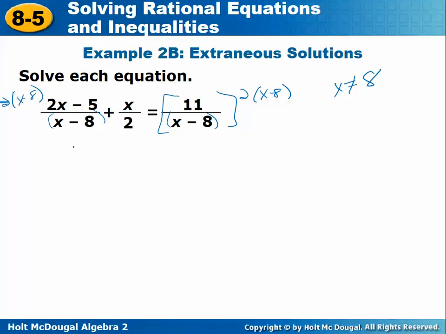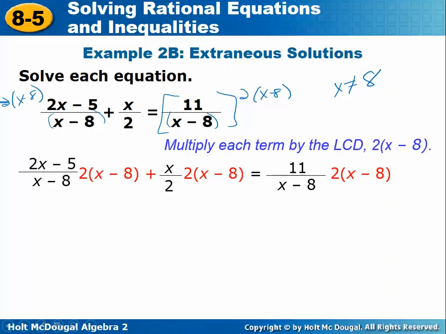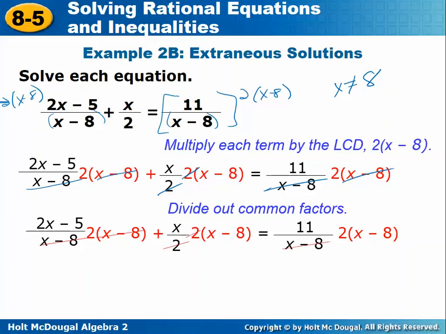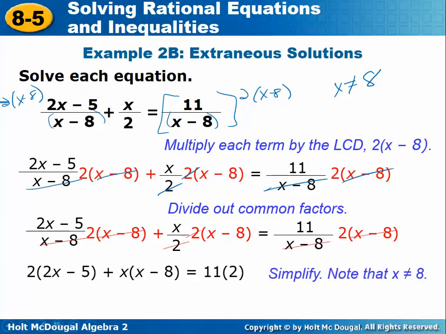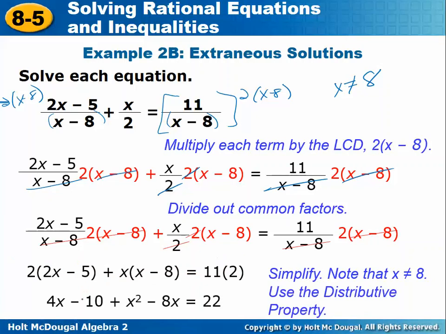So when I multiply both sides by 2 times x minus 8, in the first one the x minus 8's cancel, in the second one the 2's cancel, in the third one the x minus 8's cancel. So I'm left with 2 times 2x minus 5 plus x times x minus 8 equals 11 times 2. Then you distribute the 2 through and the x through and multiply the 2 times 11. And we get 4x minus 10 plus x squared minus 8x equals 22. We're going to continue this on the next page because that's a little bit too much to fit.